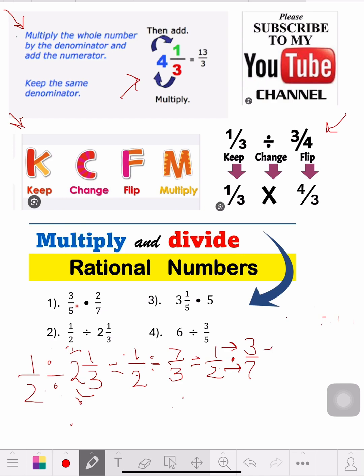So I get equals 3/14. And that's the answer. That can't be reduced either. Okay, so square that up so the teacher knows, hey, that's my answer, 3/14. And that was all there was to it. But if you just learn this KCF and multiply, you're going to be able to solve all these division problems. So, hey, let's erase this and we'll get on to the next one.